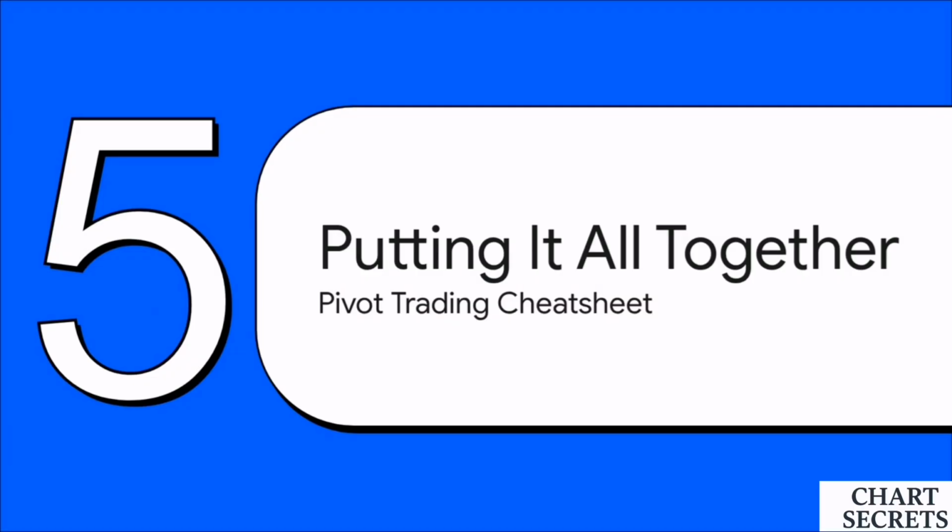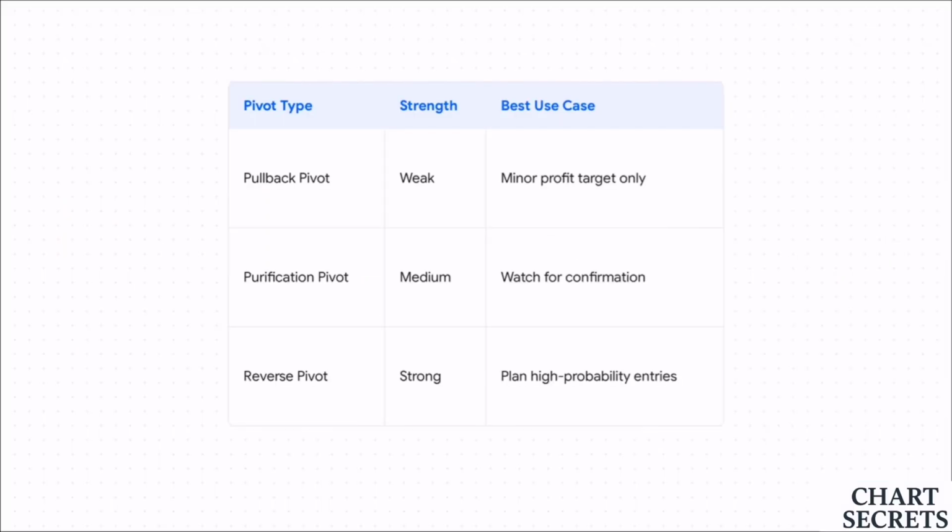So let's pull all of this together. We can basically summarize this entire system into a simple little cheat sheet that you can use for your analysis every single day. Here's how the framework looks in action. You see a pullback pivot? You think weak. It's best used as a minor profit target. That's it. You spot a purification pivot? Okay, medium strength. This is an area to watch closely for confirmation.